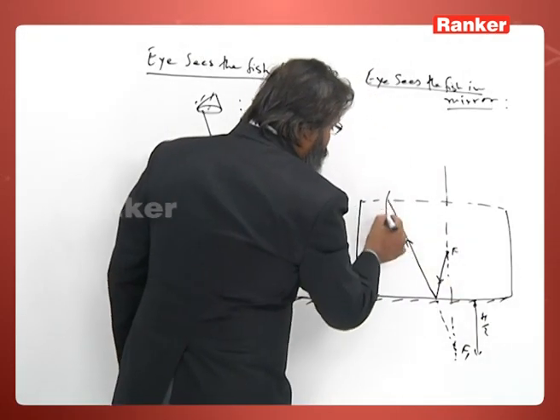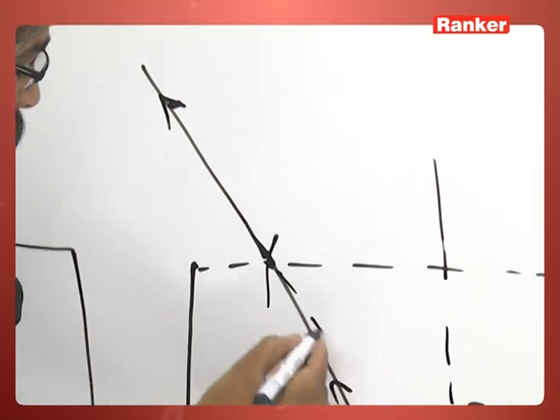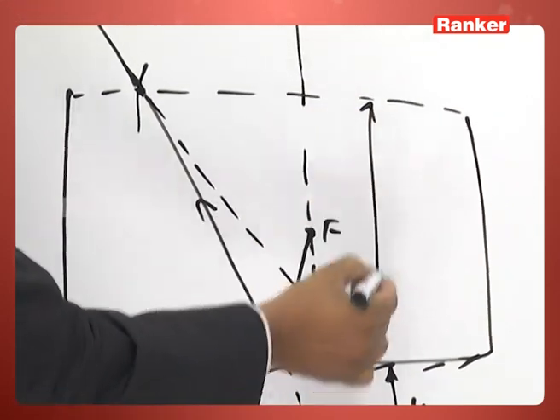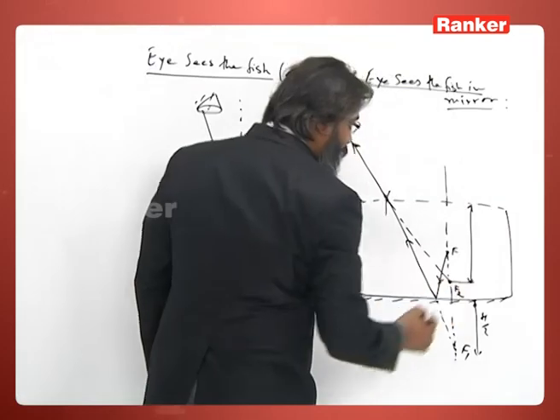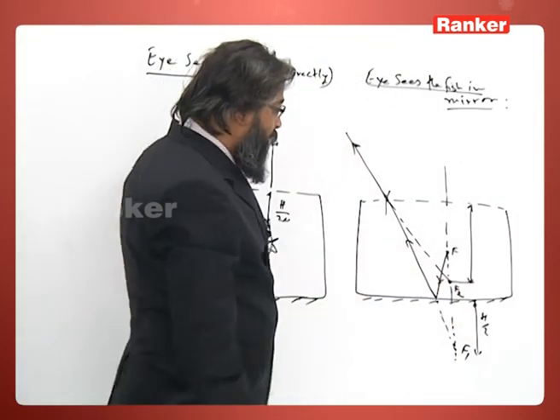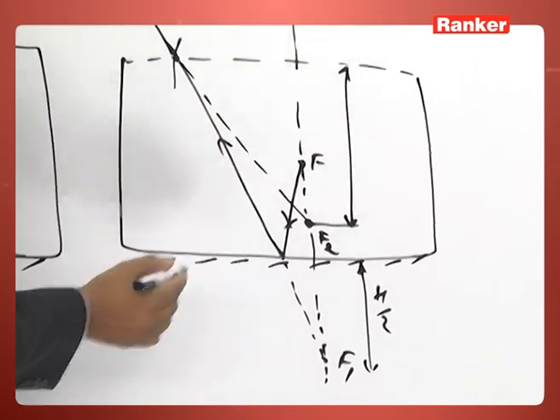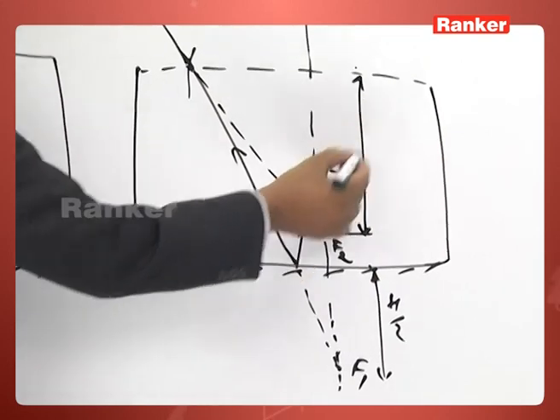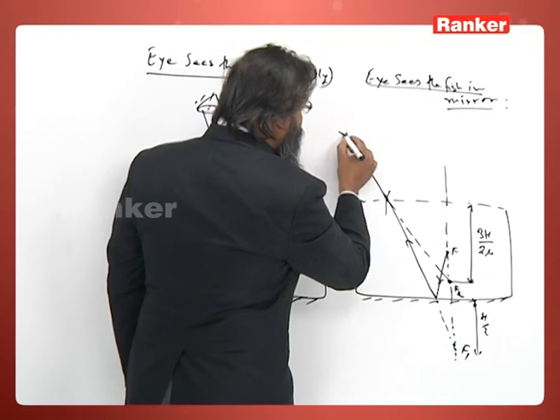Now, this ray further bends and goes like this. So, this is the final image, f double dash, f2. Let us write it f2. So, this is the final image formed and its distance will be here. This is h by 2 and this is h. So, 3h by 2. So, this becomes 3h by 2 mu and here is our I.